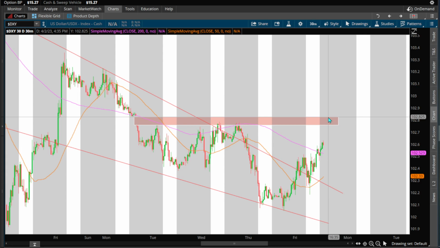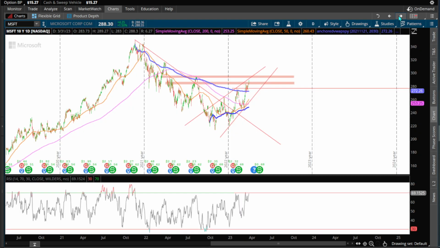What I would be a little bit more worried about for the dollar is us printing too much money, because that would literally cause the dollar to tank. So that is what I'm a little bit more worried about.